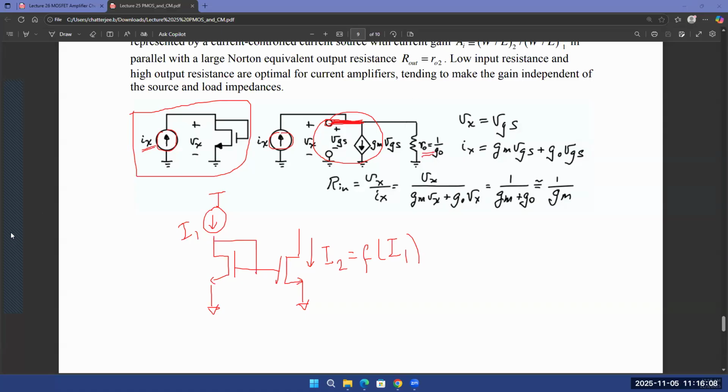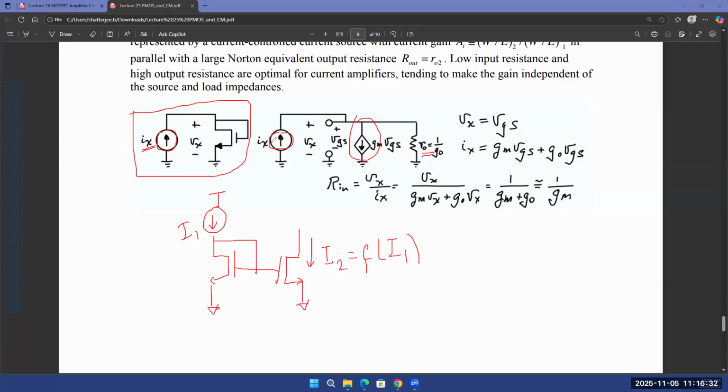But in general, what I want to say here is that if I just have, let's say, gm VGS as my model of the transistor, and RO is, let's say, infinite. Let's just assume lambda is 0, and because of that, your RO is infinite, which is 1 upon lambda ID.